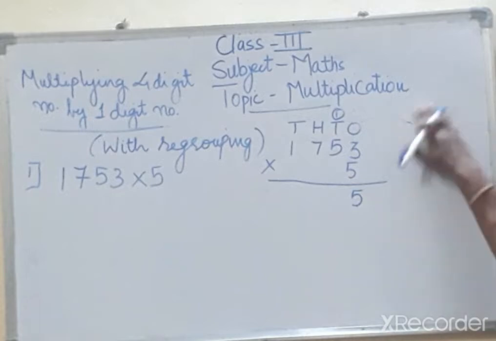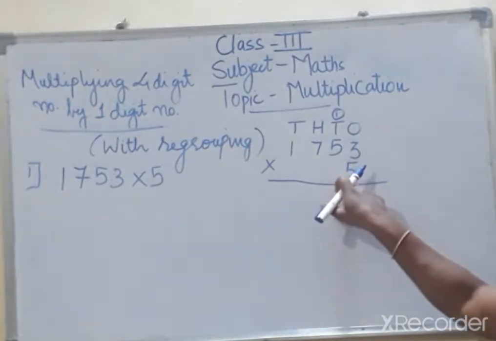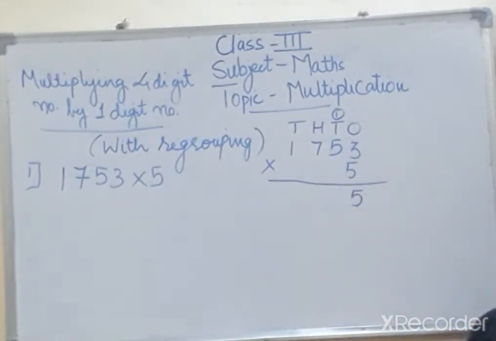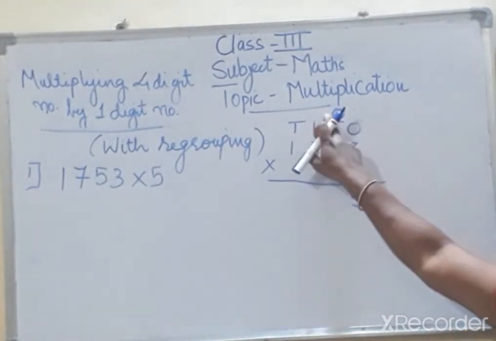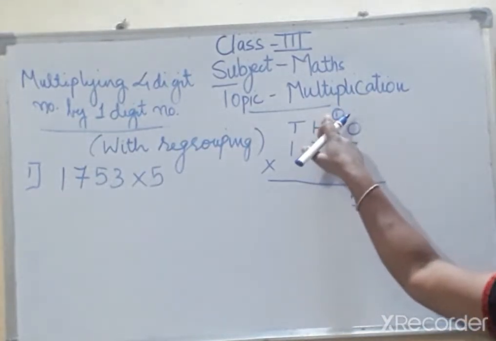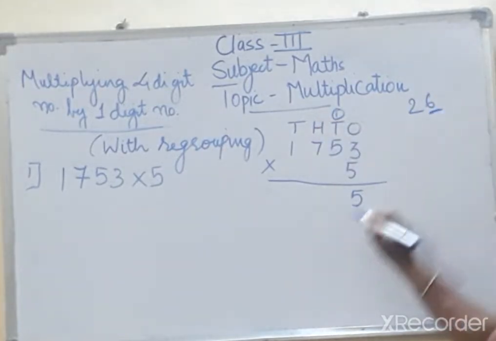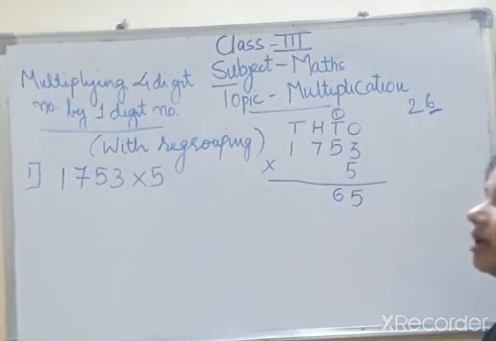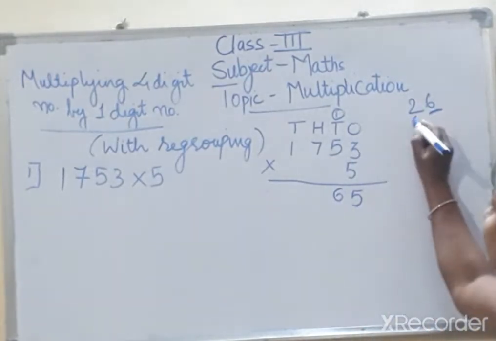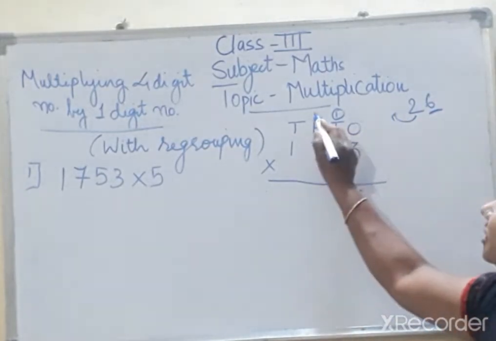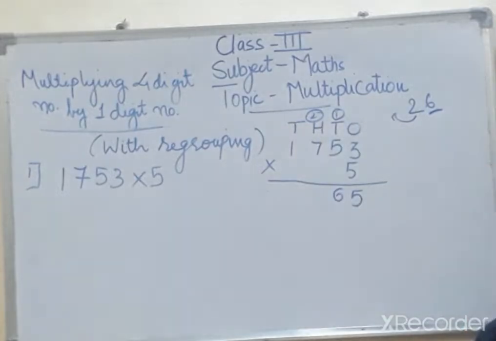Yes. Next. Now 5 fives are. What is 5 fives are? It is 25. So 25 plus this one which we have carried, it is 26. Again 26. So 6 we are going to write down in the tens column and 2 we are going to carry on the hundreds column. Now multiply by 7.